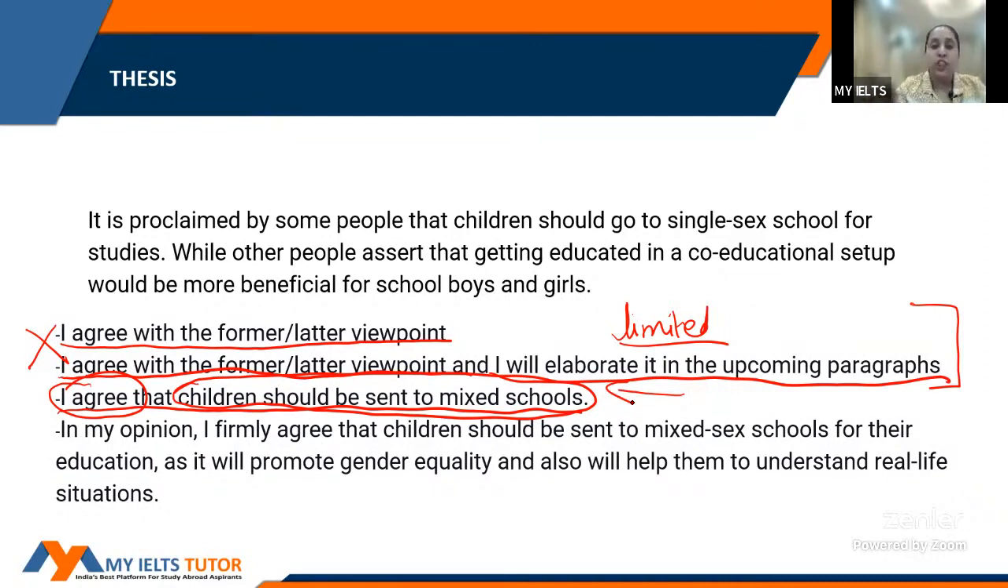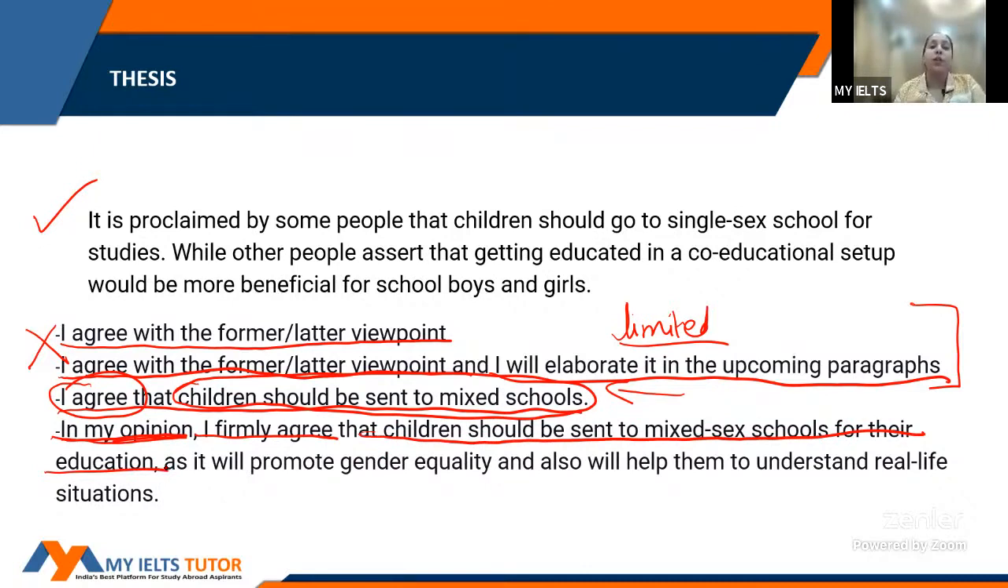We have to cover three things. Topic, I have done. Now, what is my opinion? I will do it. And why is this my opinion? So I will clearly start with "in my opinion," which is, again, a linking word that reflects that, yes, I'm going to talk about my opinion now. So I will start with, "in my opinion, I firmly agree." This is my opinion. I take a firm agreement. This is my clear position, which I will be stating throughout the essay. So I firmly agree that children should be sent to mixed-sex schools for their education.